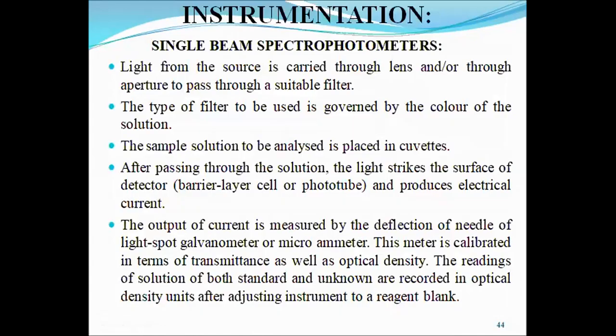Now in the single beam spectrophotometer, again we have a light source, and the sample is kept in the cell or the cuvette, then the light will be passed, and finally with the help of a detector, we'll be able to detect and measure. The amplifier will amplify the message given by the detector, and finally it will be recorded in the form of a UV spectrum.